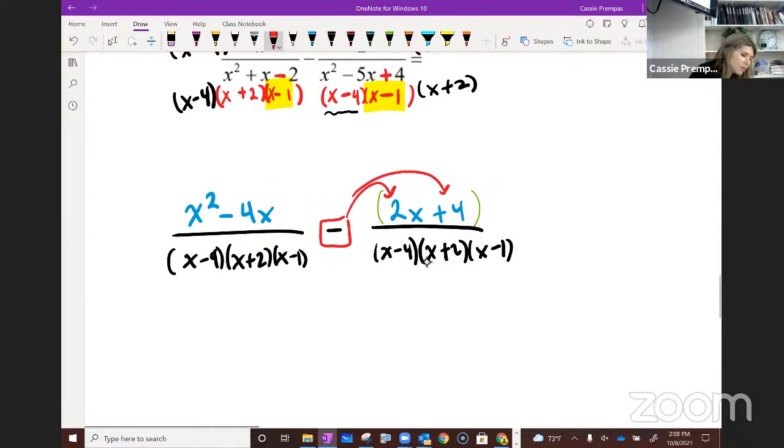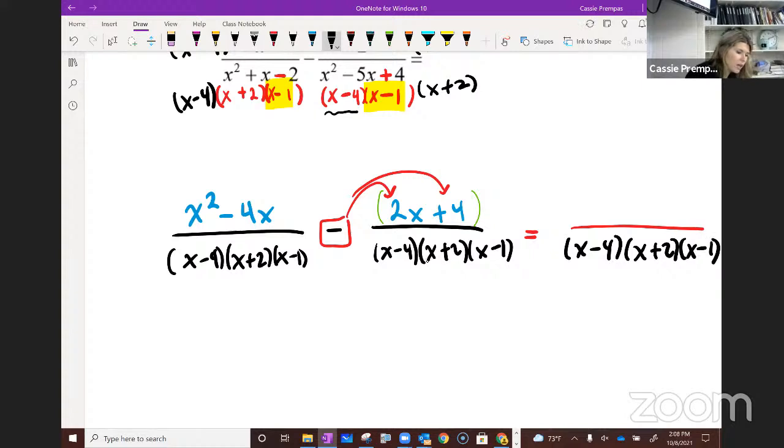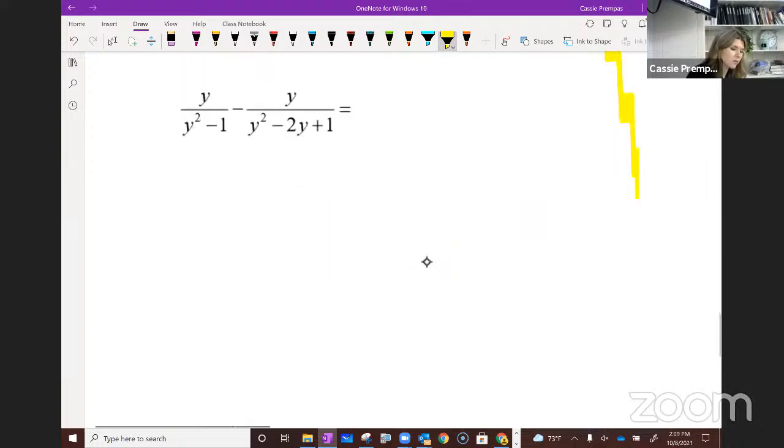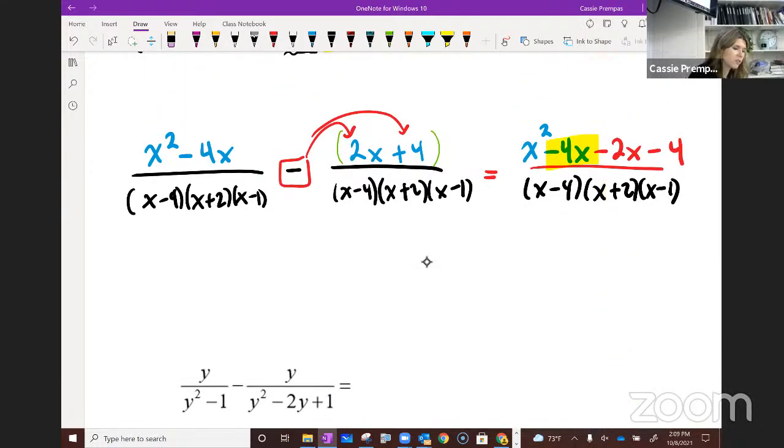Okay, but now all the denominators are the same, so I can go ahead and put them all over their common denominator: x minus 4, x plus 2, x minus 1. And I can distribute that negative. So that would give me x squared minus 4x minus 2x minus 4. And then the last thing I can do is simplify. What's negative 4x plus negative 2x? Good, negative 6x. So that comes out to be negative 6x minus 4.